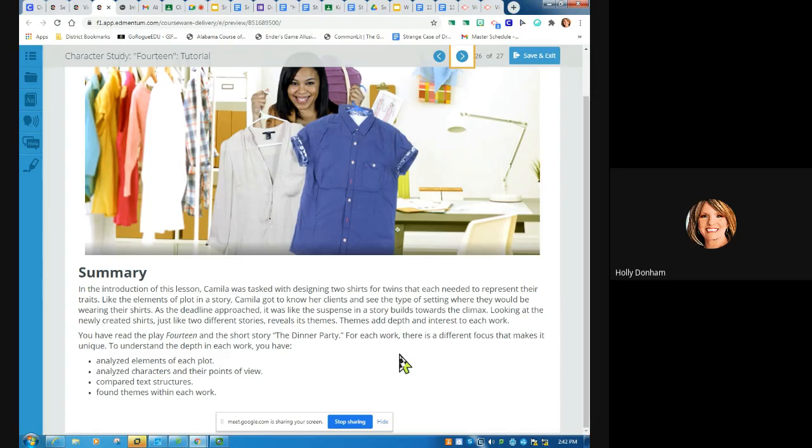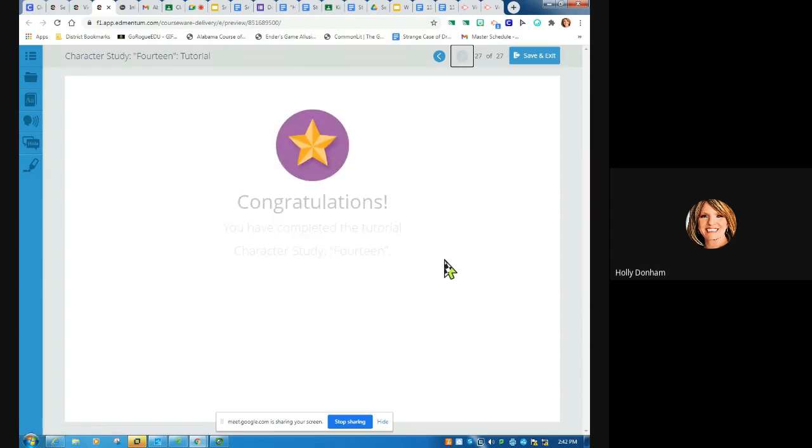You've now read the 14 and the short story, The Dinner Party. For each work, there's a different focus that makes it unique. To understand the depth in each work, you have analyzed the plot elements, you've analyzed the characters and their points of view, their perspectives. You compared text structures and you found themes. Very good. You've completed the tutorial and you're ready for the mastery test.